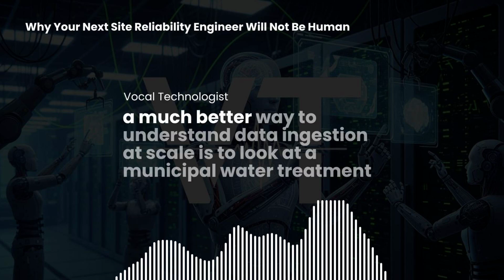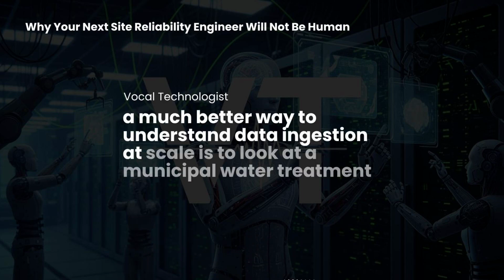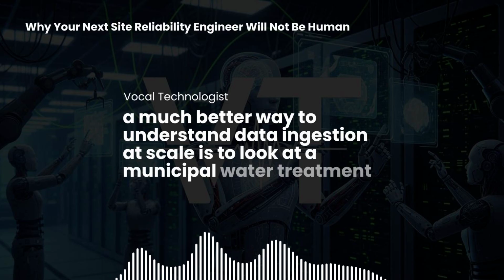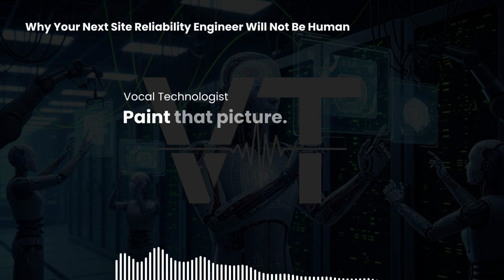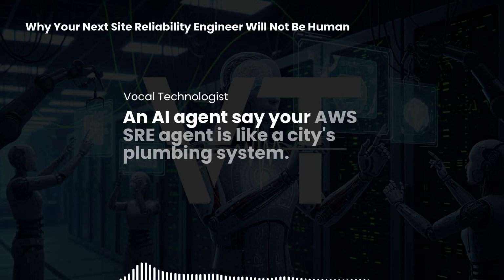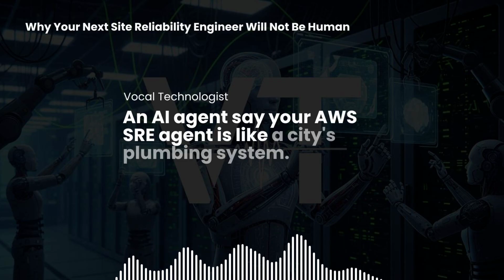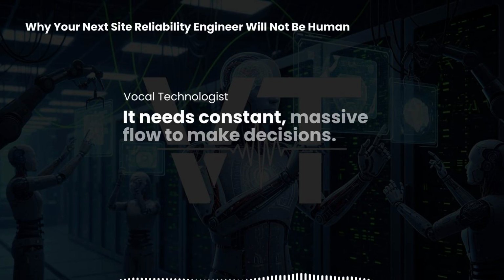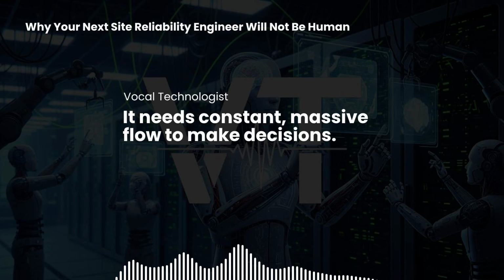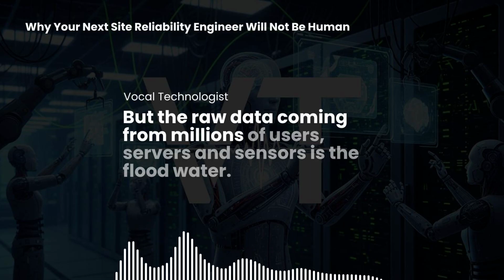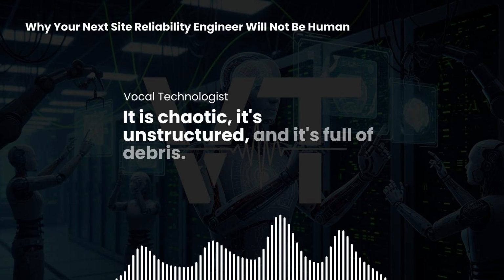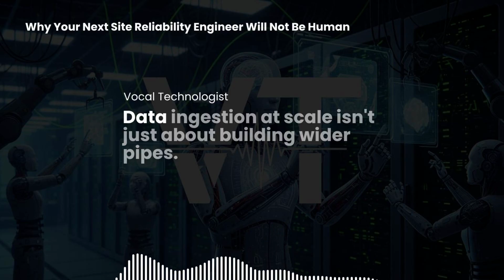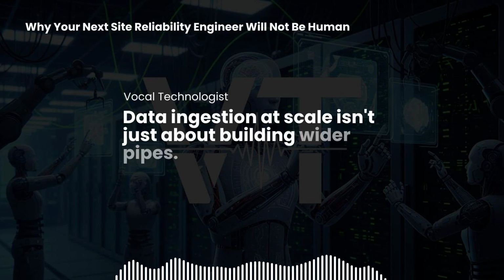Right. A much better way to understand data ingestion at scale is to look at a municipal water treatment plant during a massive flood. Oh, wow. Okay, paint that picture. An AI agent, say, your AWS SRE agent, is like a city's plumbing system. It needs constant, massive flow to make decisions. But the raw data coming from millions of users, servers, and sensors is the flood water. So it's totally messy. It is chaotic, it's unstructured, and it's full of debris. Data ingestion at scale isn't just about building wider pipes.